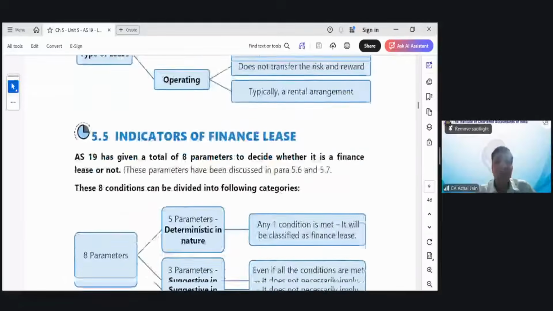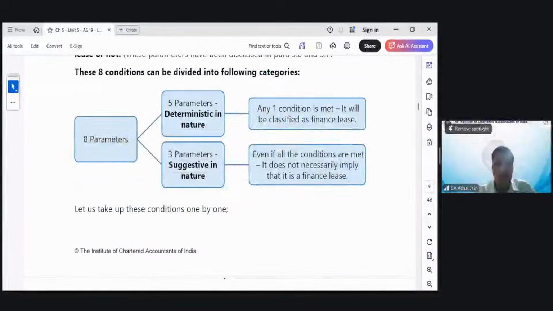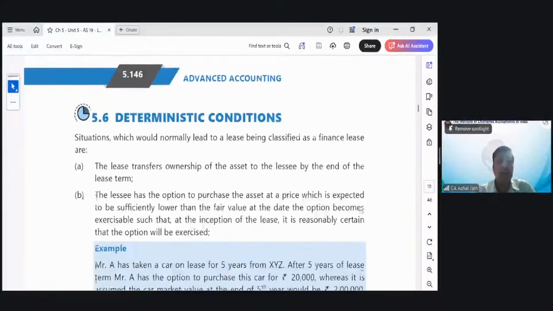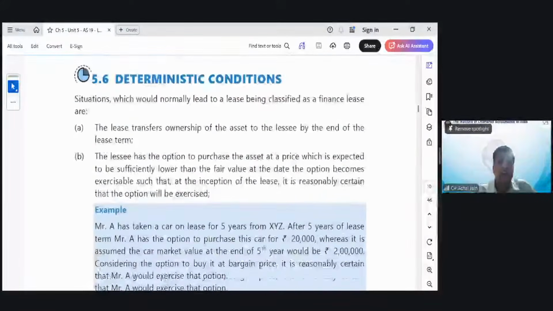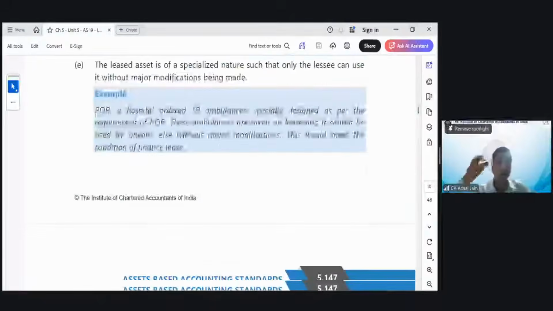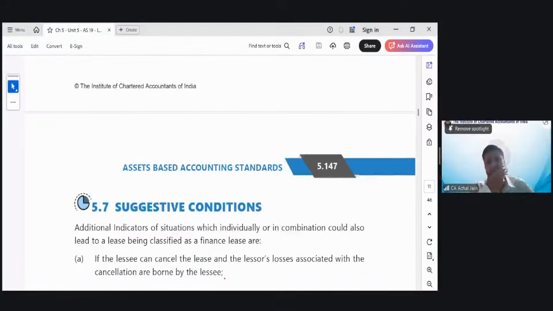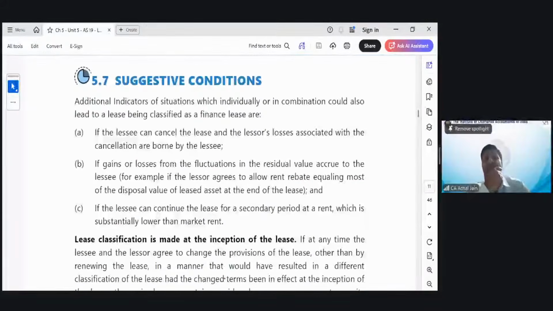Now, do we have only these indicators? No, there are a few more, right? So let's quickly touch upon the other indicators as well. Now, what are those other indicators? So let's go through those indicators. If the lessee can cancel the lease, who can cancel the lease? Lessee.